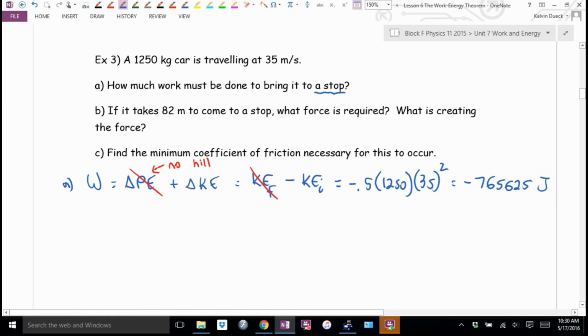Now, if you answered that as a positive, I'd accept it because the negative is telling me I have to lose energy. But if you're asking how much work we need to do to bring the car to a stop, we need to deal with 765,625 joules of energy. We need to lose that much.